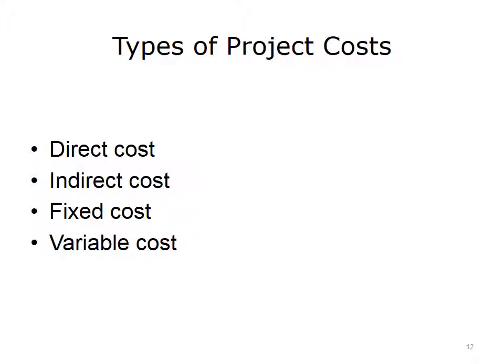Costs related to the project but not restricted to the project are indirect costs and may include costs associated with other projects, such as administrative staff, rent, electricity, or software licensing fees.